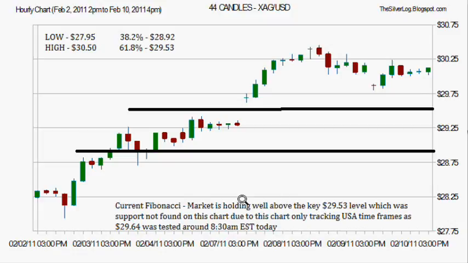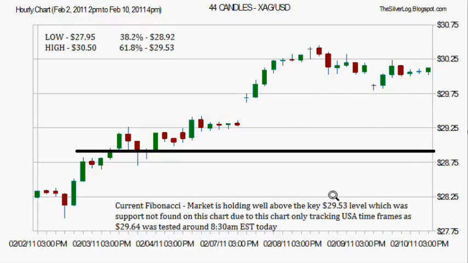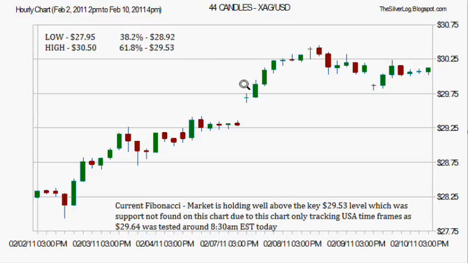It says that it's holding well above 29.53, which was support not found on this chart due to this chart only tracking USA timeframes, because 29.64 was tested this morning at 8:30. So this level did manage to have a test, regardless of the fact it's in an uptrend. When you are at the top of a range or the top of the charts, that means you are very bullish, no matter which time frame you're looking at.